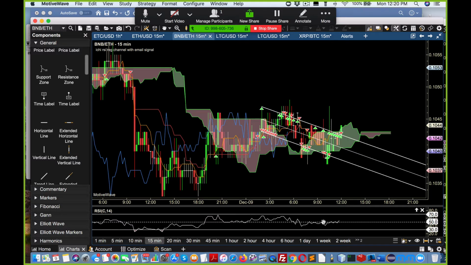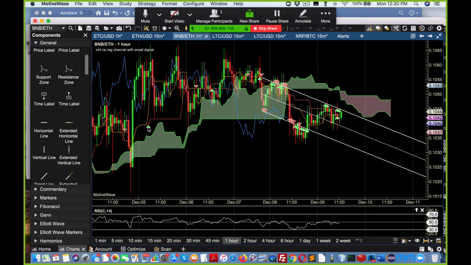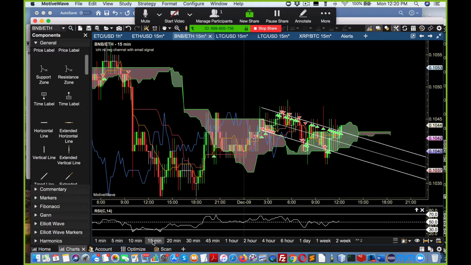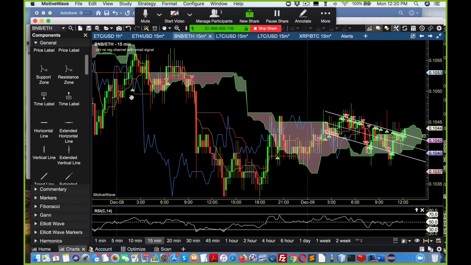But again, let me look at the hourly here. So we have this one, 0.1058, and let's see what this signal says. 0.1049. So that's a tiny profit. There's a few in here, but again, let's see on the 15-minute if there's anything. These are wild. So we have one here, 0.1055, and 0.1050. So that's a slight loss.